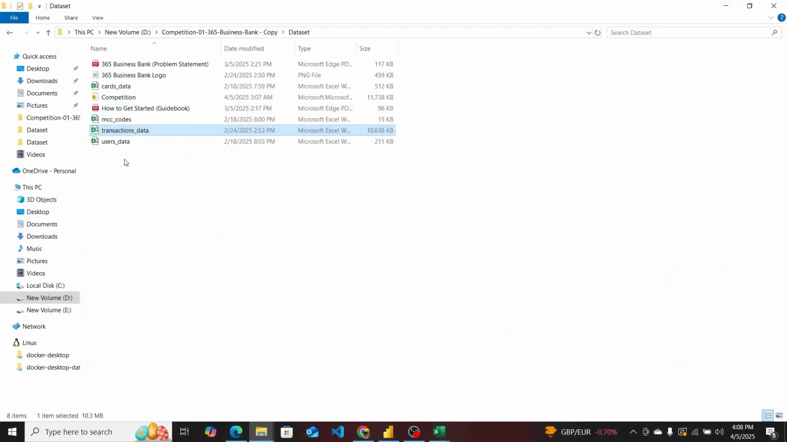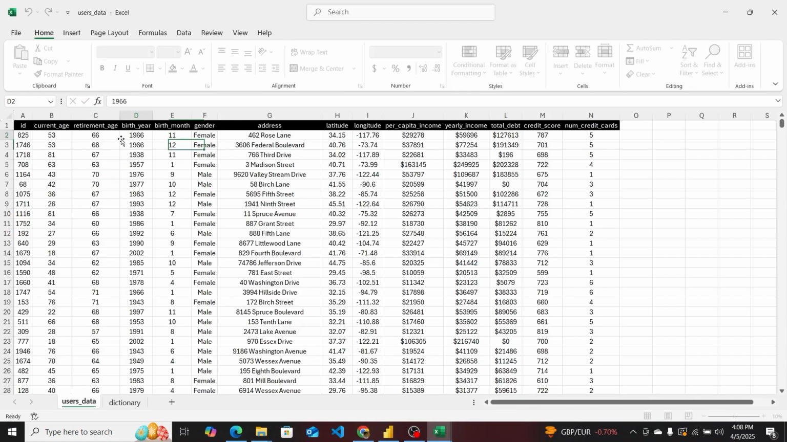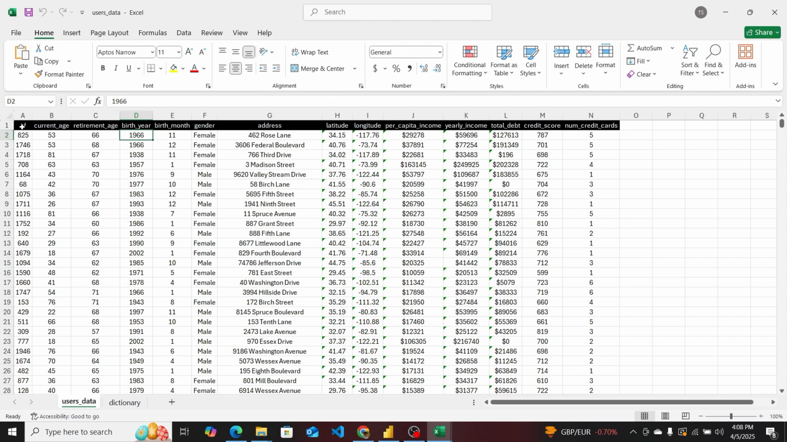Last but not the least, they have provided the users data. Yes, they have provided a user ID, age of the user, retirement age, year of birth and month of birth, gender, their address, latitude, longitude, per capita income, yearly income, total debt of that customer, credit score of the customer, and number of credit cards issued to the customer or user.